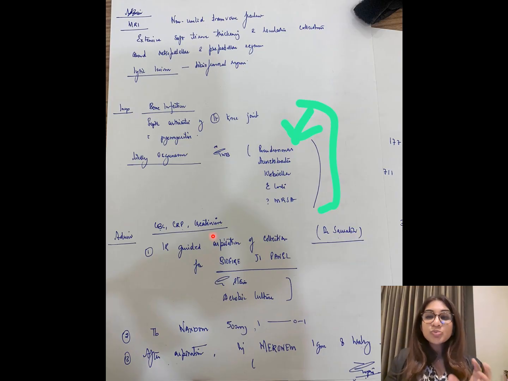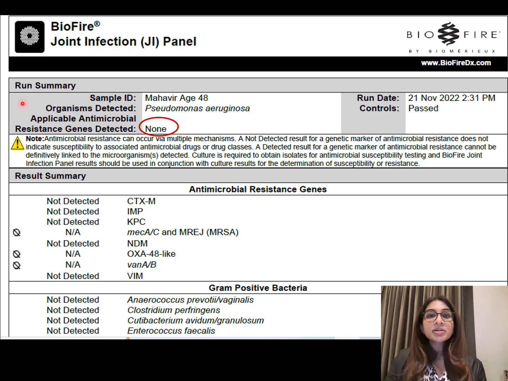So hence, to prove it, an IR-guided aspiration of the collection was advised, along with Gram stain and aerobic culture, and we started this patient on meropenem, 1 gram 8 hourly. Now, luckily for us, the BioFire JI panel was positive and it detected Pseudomonas aeruginosa. There were no resistance genes identified, which means that this is a susceptible Pseudomonas.